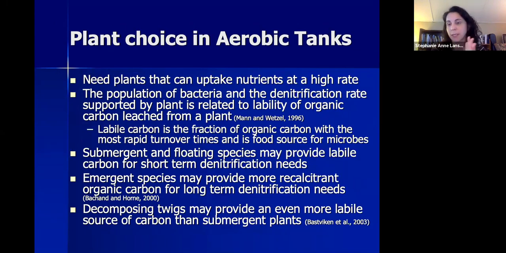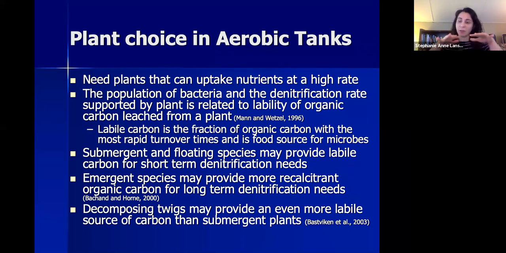In terms of plants, we want plants in these planted aerobic tanks that can take up nutrients at a high rate. Again, the population of bacteria and the denitrification that might occur in those microsites is going to be related to the lability of the organic carbon that's leached from plants. So labile carbon is the fraction of organic carbon with a really rapid turnover time. And that's going to be a food source for those microorganisms.